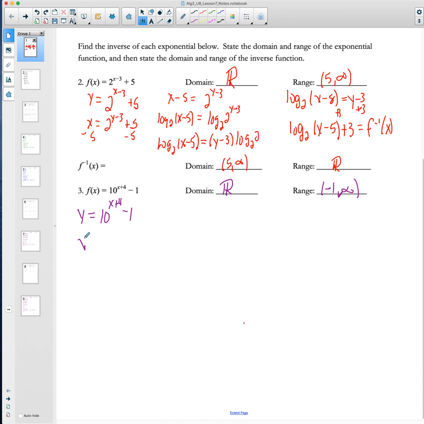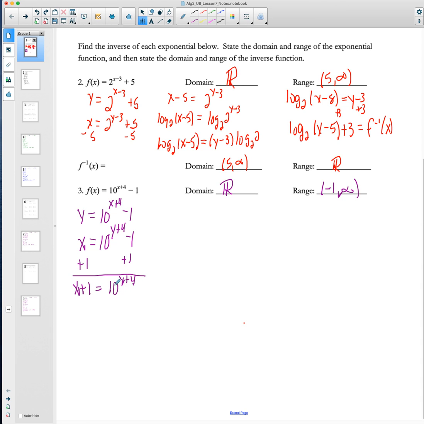All right, so now let's flip our domain and our range. So we're going to have x equals 10 to the y plus 4 minus 1. Now I'm going to start solving for this y. So I'm going to add 1 to both sides. All right, so I get x plus 1 equals 10 to the y plus 4.